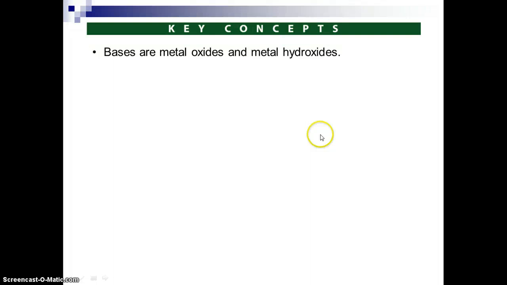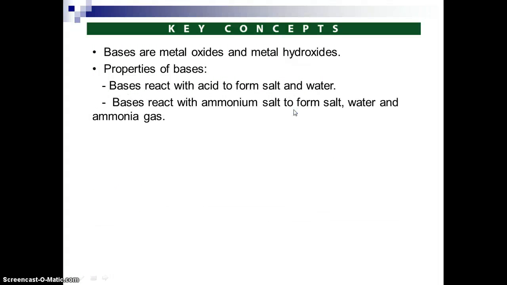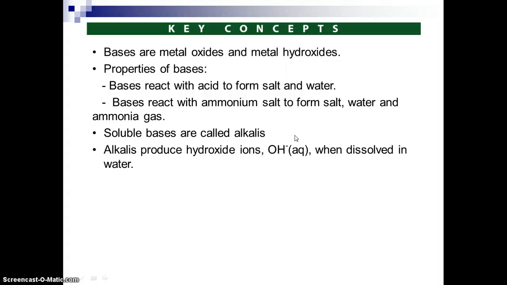Okay, let's look at the key concepts that you must know. Bases are metal oxides and metal hydroxides. Properties of bases are: bases react with acids to form salt and water. Bases react with ammonium salts to form salt, water, and ammonia gas. Soluble bases are called alkalis. Alkalis produce hydroxide ions, OH minus, when dissolved in water.